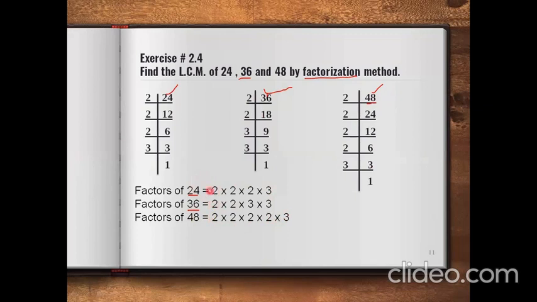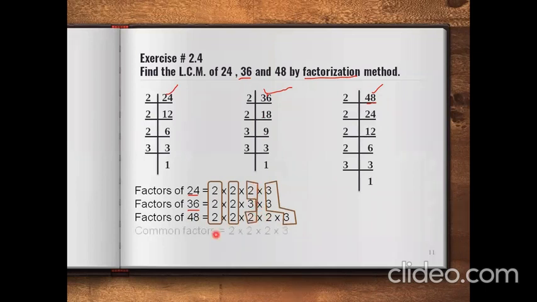As you can see, this 2 is common between all the numbers. Then the next common factor is this 2, so you will make a loop around this one. Now the next one is this 3, so you will make a loop around this one. As you are finding the LCM, you will also make a loop around the numbers that are common between any two numbers. So as you can see, 2 and 2 is common here, so you will also make a loop around this 2.